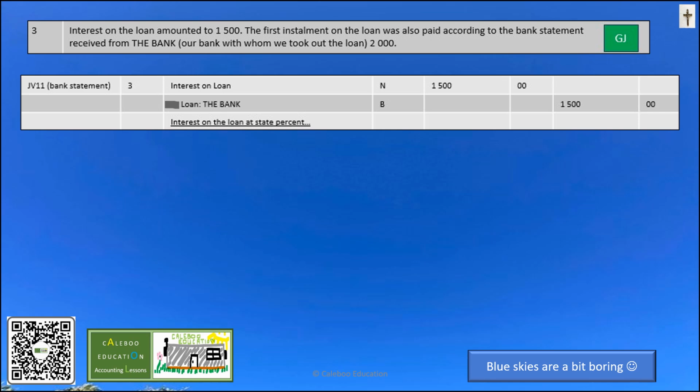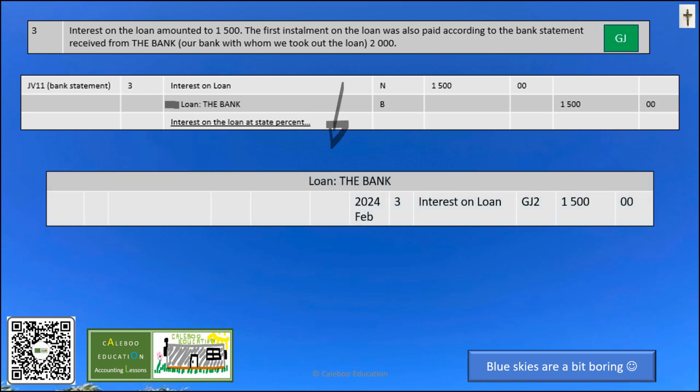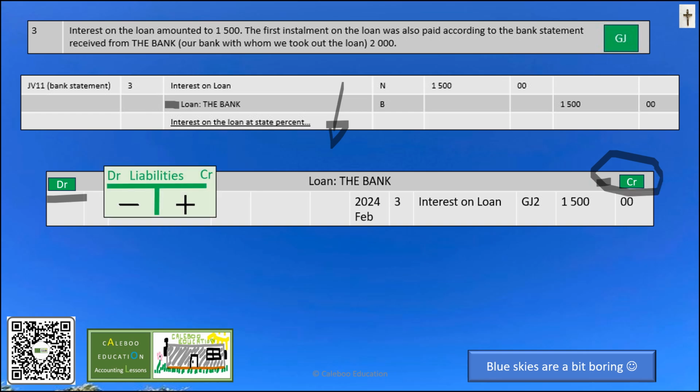So the next step is we need to take this information from the journal and put it into the ledger. Remember the debit and the credit side. Debit side is the left-hand side. Credit is the right-hand side. Now the loan with the bank was credited. And we know that a loan is a liability. The liability has increased, and the rule says the account must get credited.